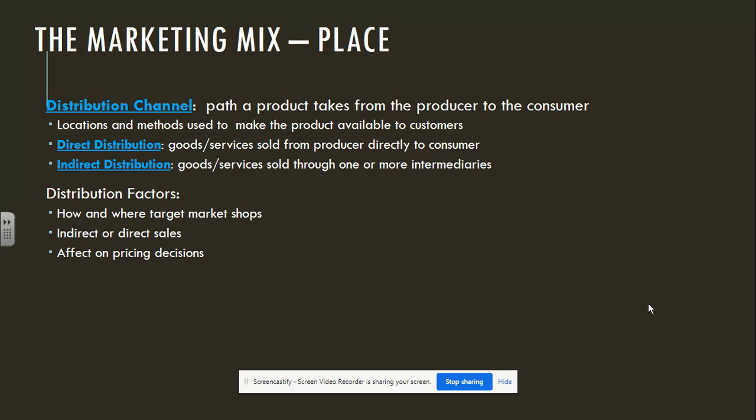Some of the distribution factors you need to consider when you're making your marketing plan is how and where does your target market actually shop? Do they go to brick and mortar stores or do they shop online? And if they go to stores, what stores do they go to? What time of day or what day of the week do they prefer to shop? Do they prefer indirect or direct sales? And how are you best equipped?